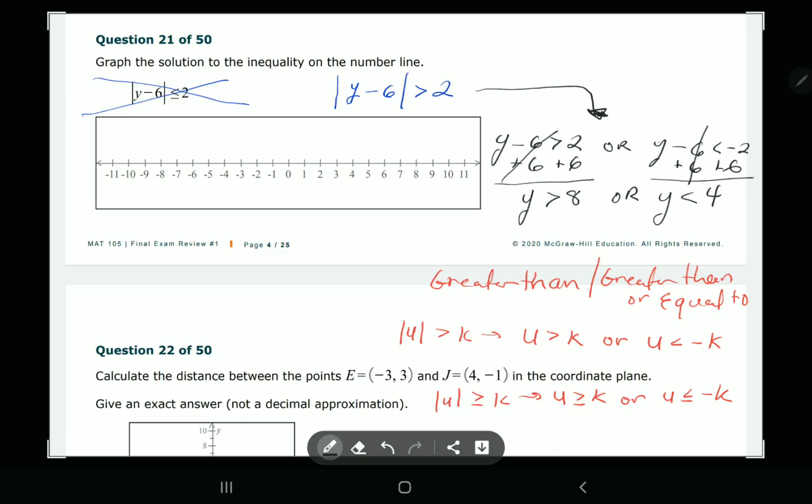Now, let's graph that on a number line. Y is greater than 8. Because there's no equal to sign under the inequality symbol, that's going to be an open circle. And because it's greater than 8, we're going to go to the right. Shade that to the right. Or y is less than 4. An open circle at positive 4. Because it's less than, we're going to go to the left. And that is how it should look when I have a greater than sign.